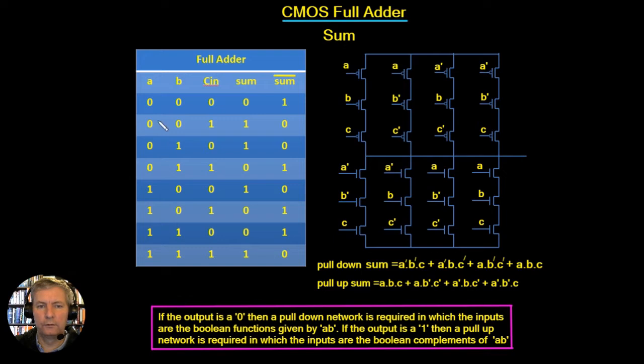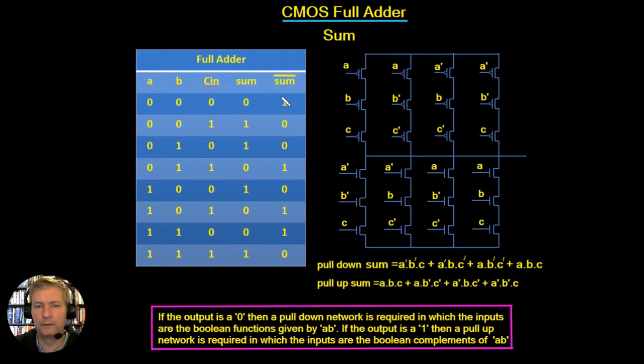So what we could do first of all is write out the actual function for the pull up network and also the pull down network. We've already seen the pull down network in a previous video when we looked at the full adder, but let's talk through it all anyway. So if the output here is a 0, remember the output we're talking about is not this sum here, it's the inverse sum, it's this one here. So if the output is a 0, then we're going to have a pull down network.